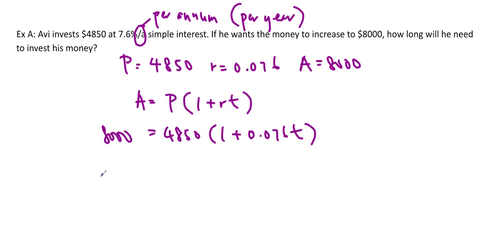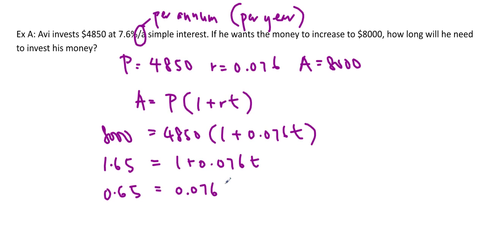So 8,000 divided by 4,850 is approximately 1.65-ish. You can just leave it in your calculator if you want to get the exact value. We're just going to be rounding anyways, but you can try to get as close as you can. So we subtract off that 1, so we get 0.076t, and then we divide by 0.076, we get t is approximately 21.70 years.